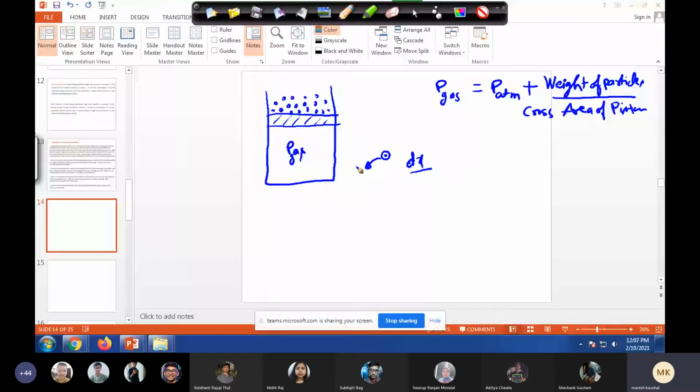When you remove one particle, what will happen? Will the piston go up or down? If we remove it, the piston will go up by distance dx, right? Now you put back that particle. What will happen? It will go down. If you ignore all the losses, it will go down.